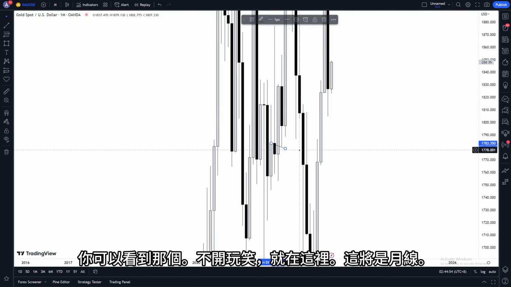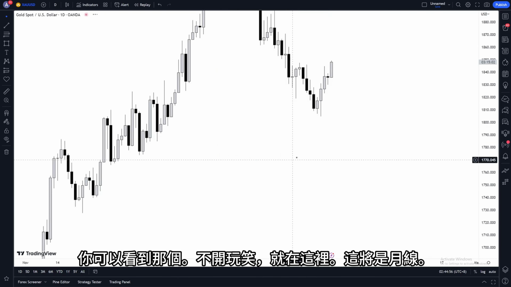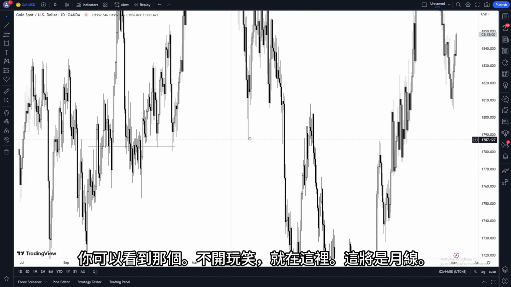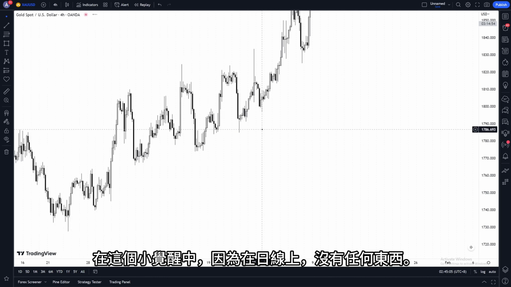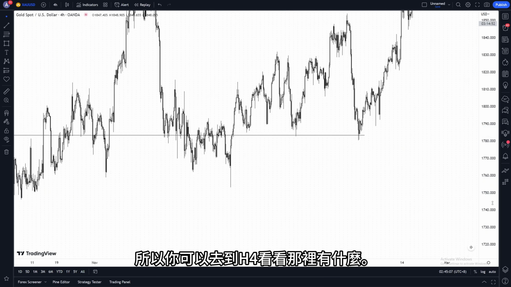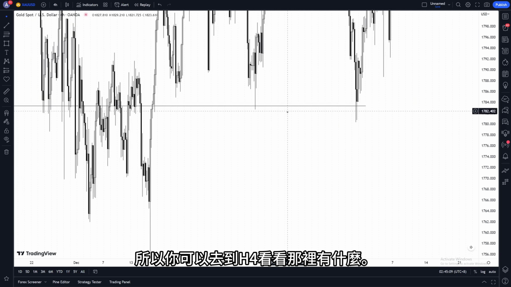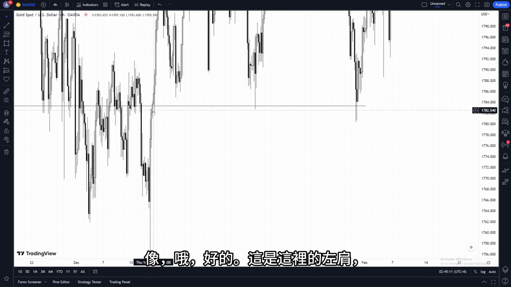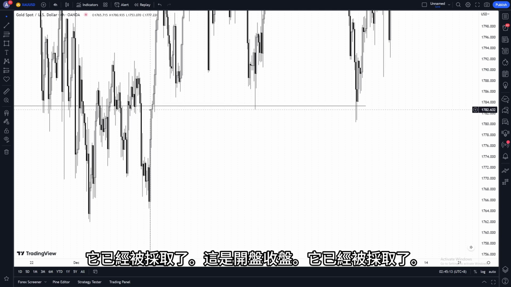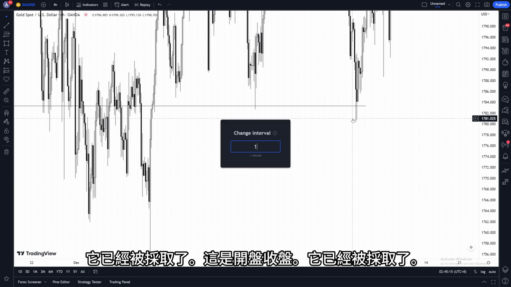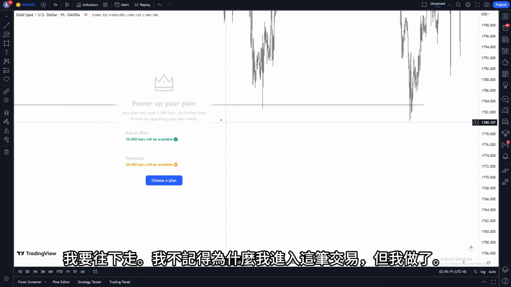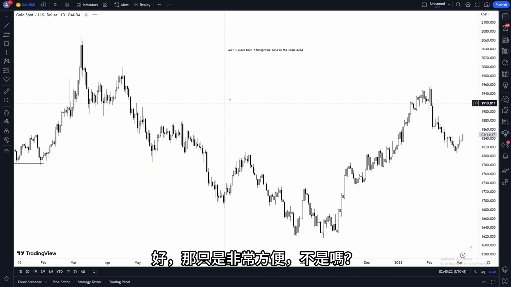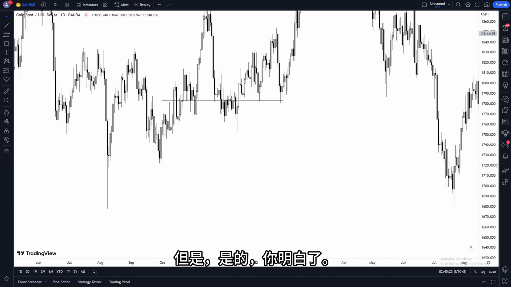No joke, right here. Okay, and then you would refine it, blah blah blah. And this would be the monthly. So you're seeing if there's anything in this little wake up, because on the daily there's nothing. So you go to the H4 and see what's in there. Oh, okay. This is a left shoulder that's already been taken. It's an open close that's already been taken. You go lower. I can't remember why I entered this trade, but I did. Okay, that's very convenient. But yeah, you get the point.